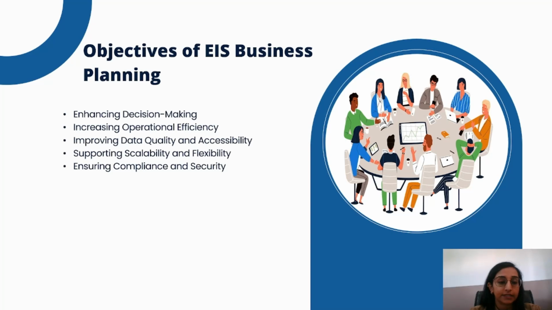Next is supporting scalability and flexibility. As businesses grow and evolve, their IT systems must be able to adapt. EIS business planning focuses on selecting systems that are scalable and can be easily modified to address changing business requirements.